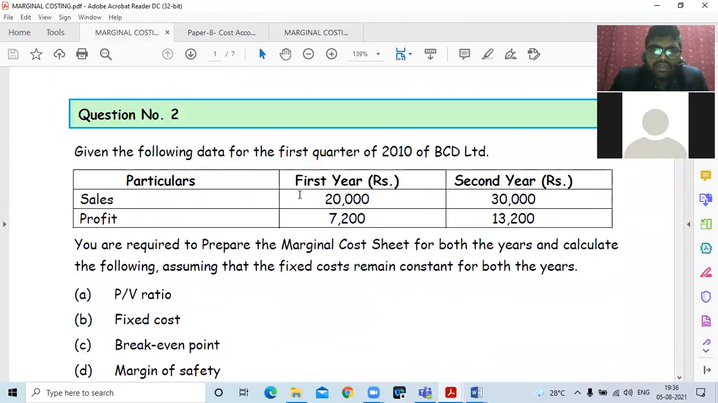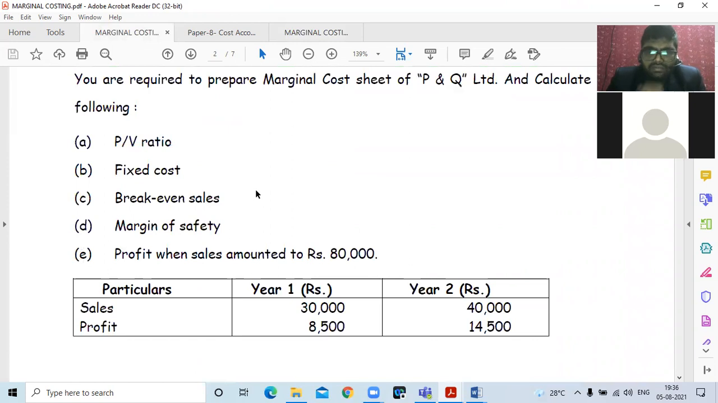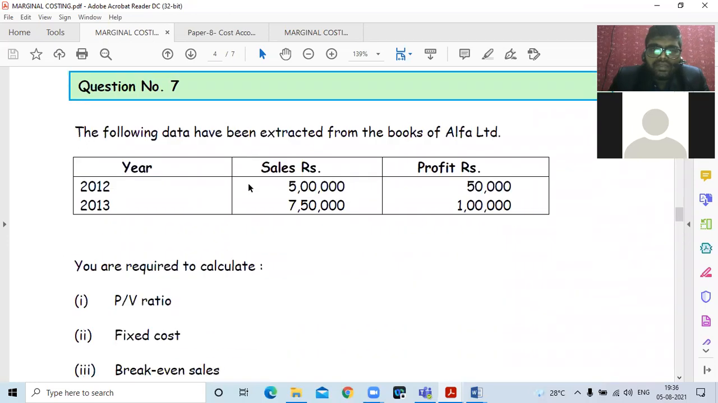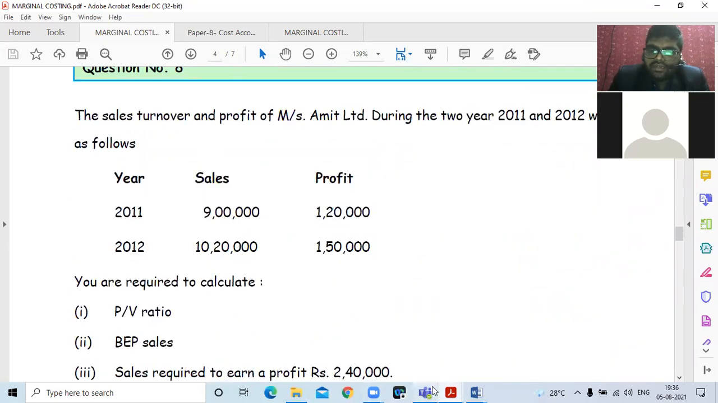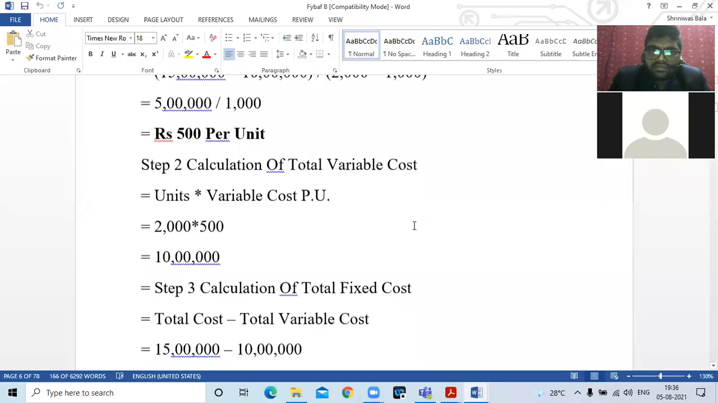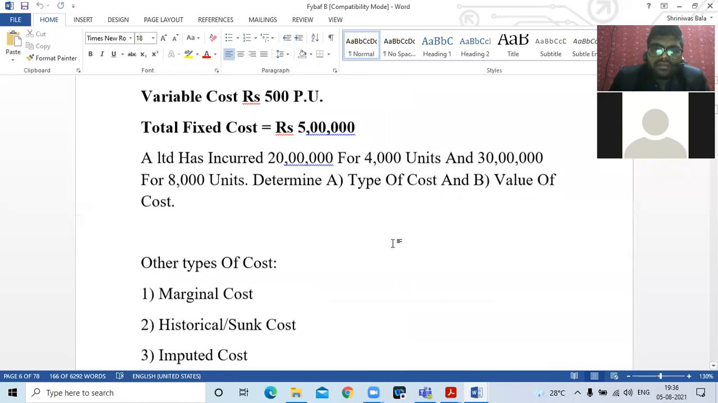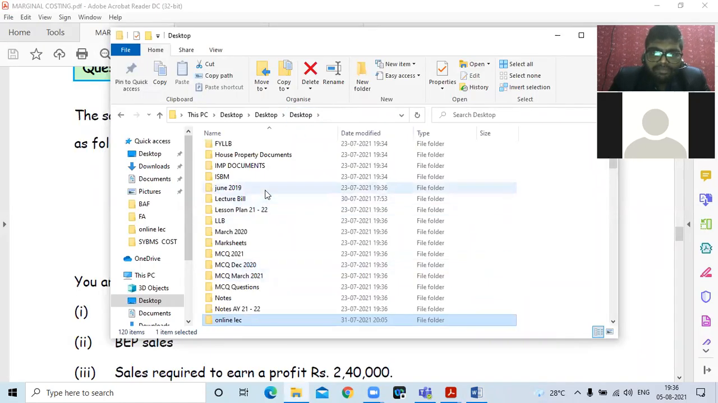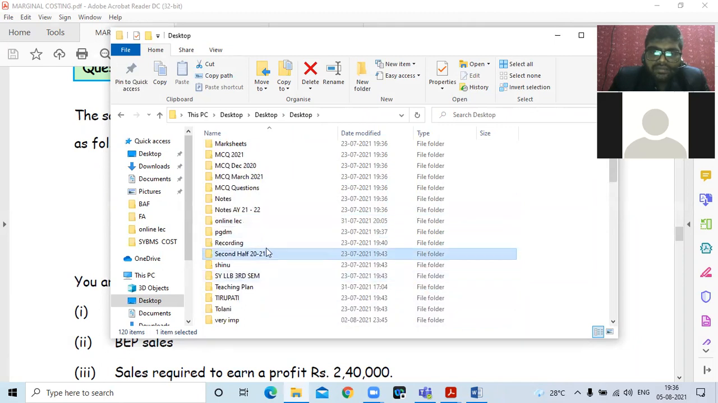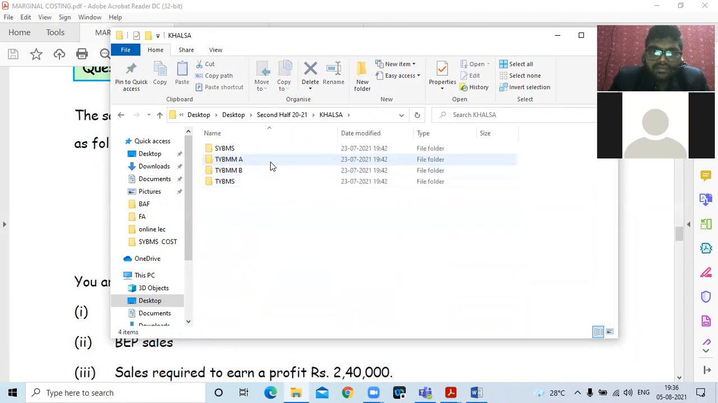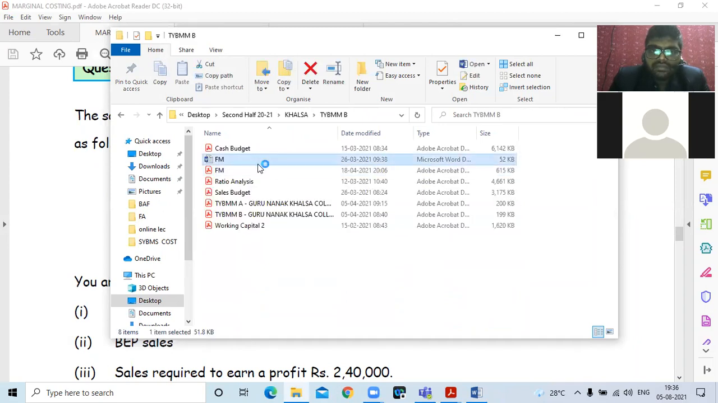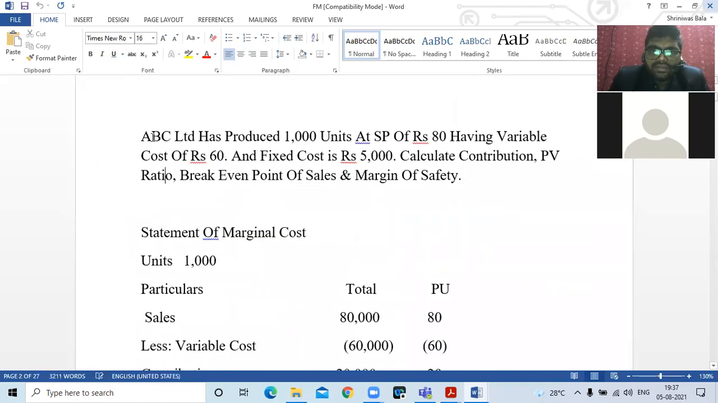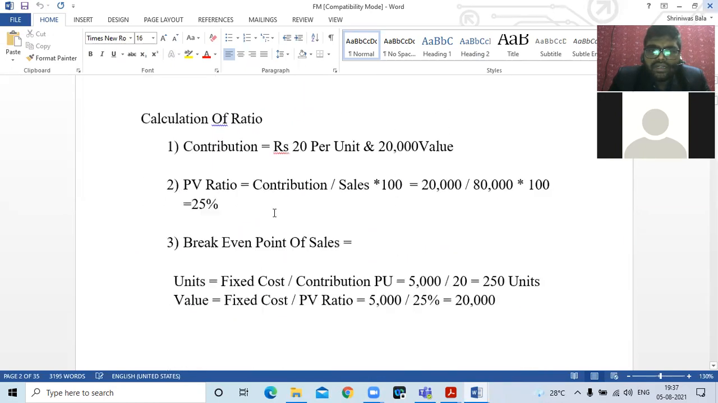Just give me a minute to find a proper sum. One minute, guys. I have one good example over here. This is what will help you to find out each and everything.